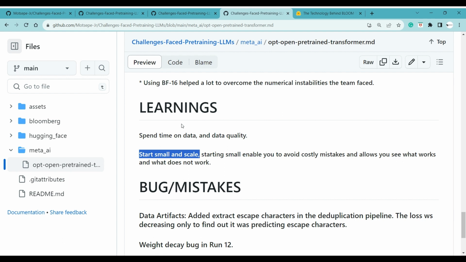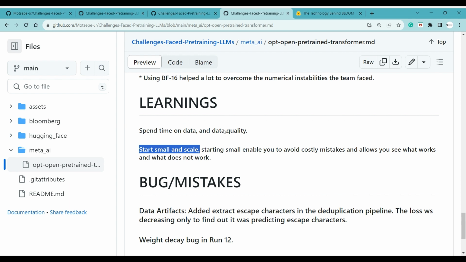But that's when they realized that starting small and scaling is very important, because when you start small, you can understand each component, test them initially, and see what works and what does not work. Even if you train a 125 million model, you see how your setup works in that range, then you can go ahead and start to scale.